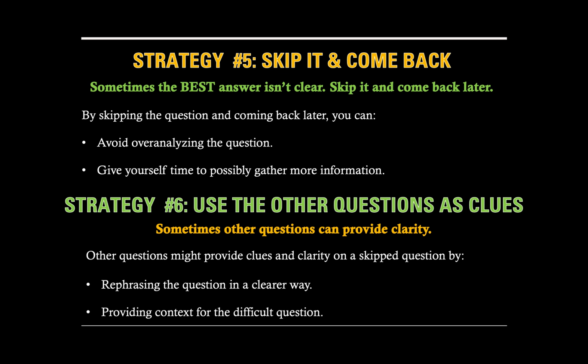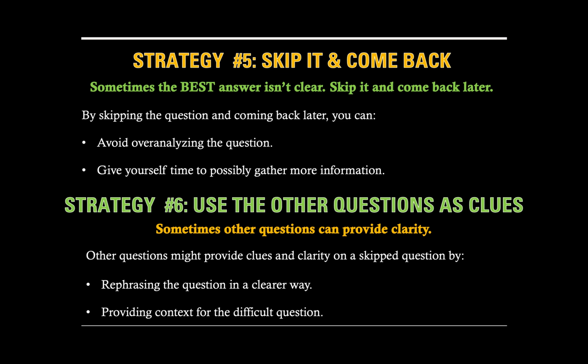You start to overanalyze the question and it starts to kind of frustrate you and you can't really think clearly about that question anymore. So by skipping it and coming back, you give yourself time to possibly gather more information, and it also provides you some distance and time away from that question. When you're frustrated, you cannot think clearly, and that's going to hinder you from trying to answer the other questions clearly. So just relax. You have 5 hours. Skip that question and come back to it.